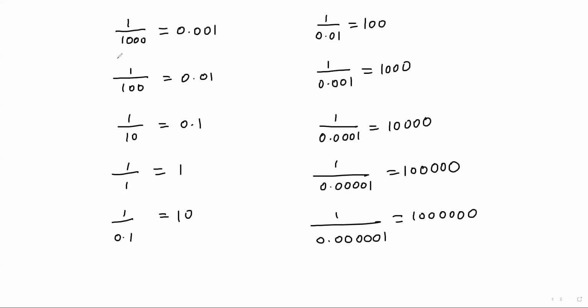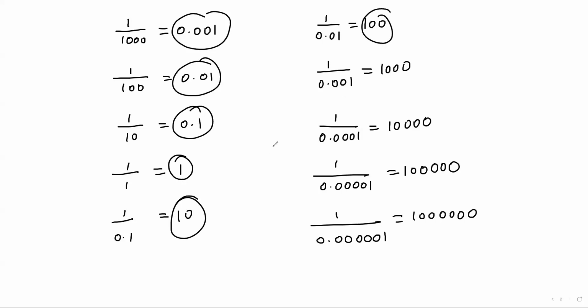First I divide by 1000, 100, 10, 1. In this way, I decrease the divisor. When I keep decreasing the divisor, what's happening to the value of the fraction? The value of the fraction is increasing. We can notice here: initially, when I divide 1 by 1000, I got 0.001. When I divide by 100, I got 0.01. Then 0.1, 1, 10, 100, 1000, 10,000, 100,000, 1 million.